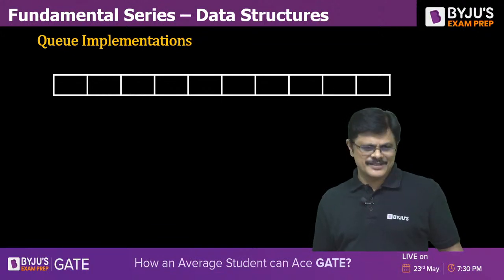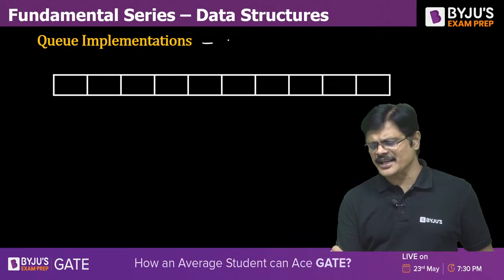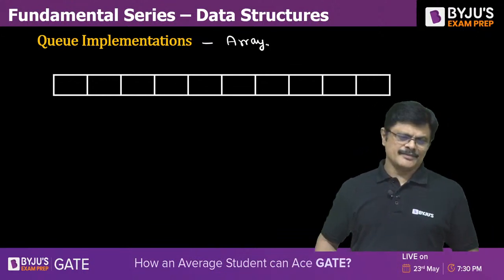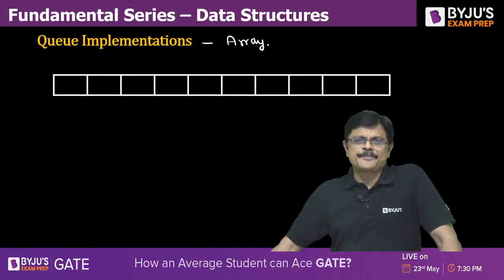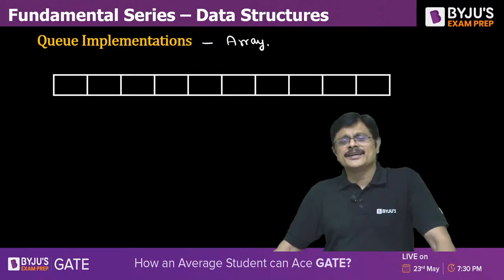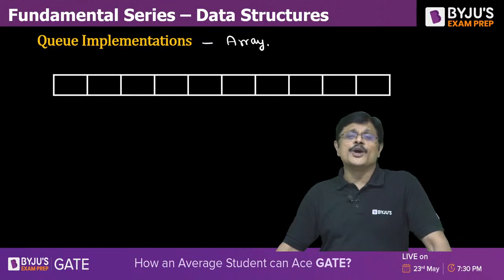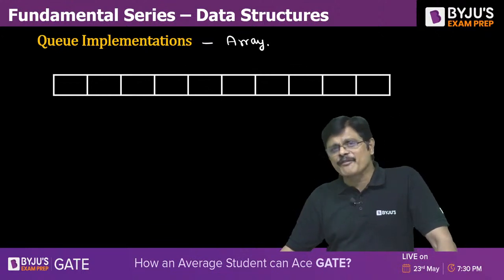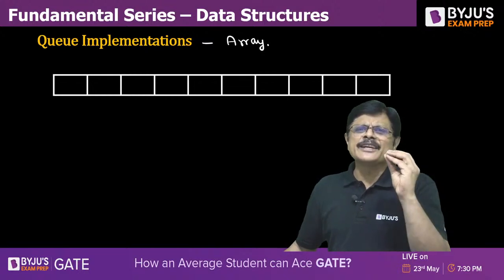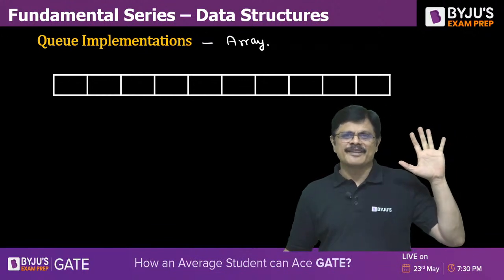Queue implementation. So first we try to use the sequential storage structures, that is using arrays. How can you implement a queue using an array? This is a very straightforward question, and many times it is asked. They ask: what is the queue full condition, what is the queue empty condition, what is the overflow condition, what is the underflow condition, what is a circular queue. This is a very small concept but a very, very important concept, my dear friend.